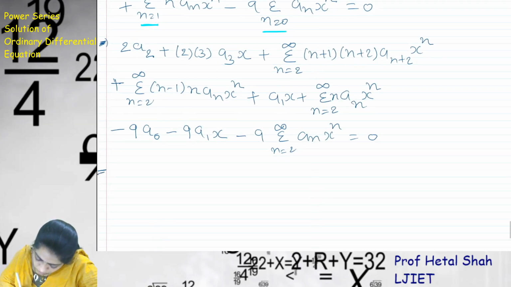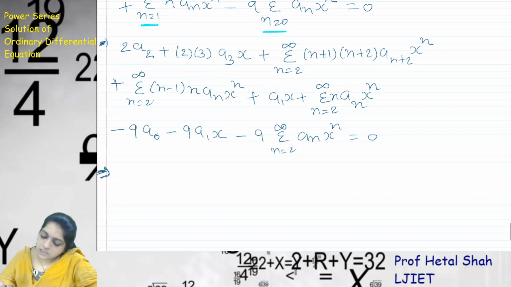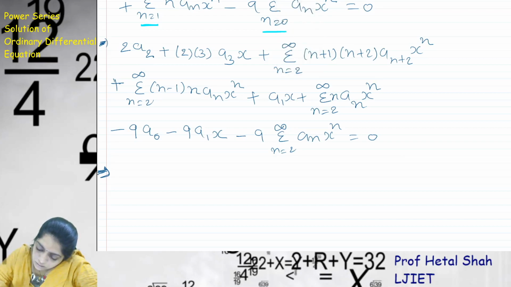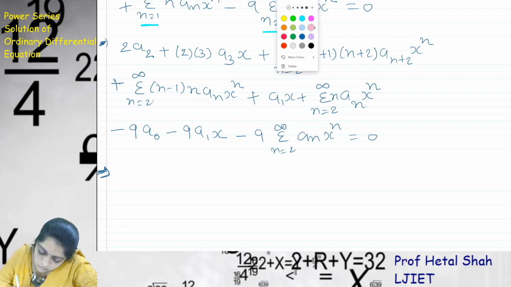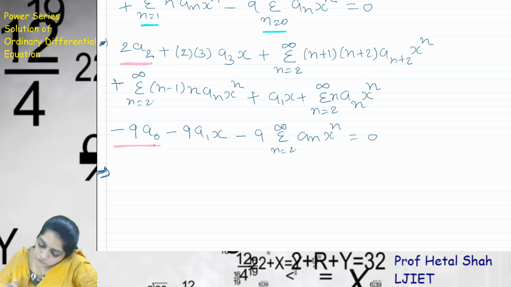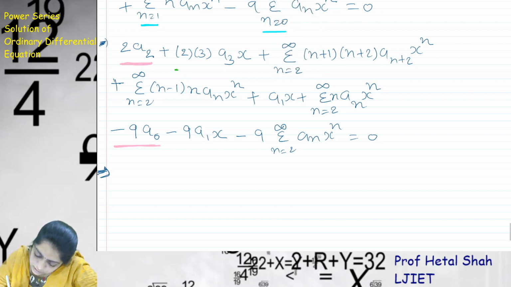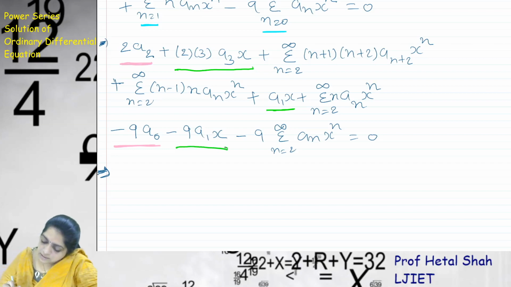Okay, students, now rearrange your equation in like terms. There are two constant terms, that is 2a2 and minus 9a0. And in this equation you have multiples of x. There are three terms that are multiples of x, that is 6a3 x, a1 x and minus 9a1 x, and all the remaining terms are in the form of summation.